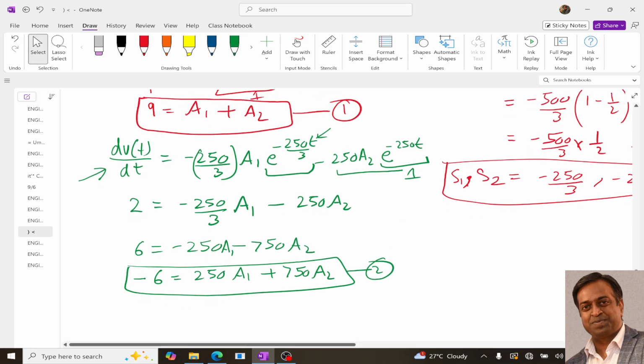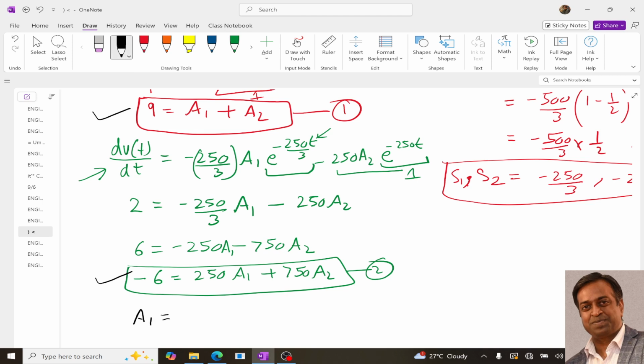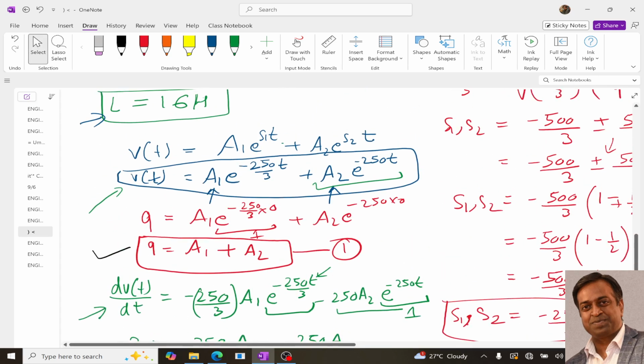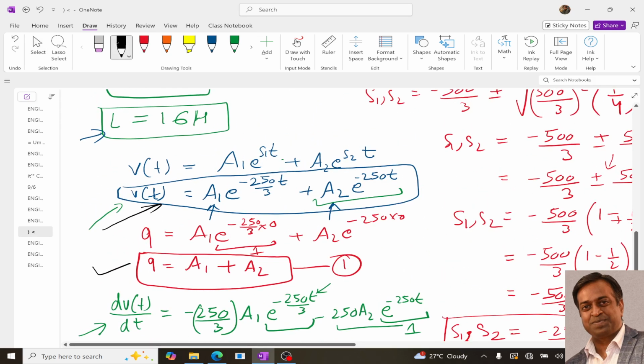So now we have these two equations. First equation is this, second equation is this. Now if we solve these two equations simultaneously, then we will get the values of A1 and A2. Just a minute, yes, so A1 is 13.512 and A2 you will get as minus 4.512, right? Once we get A1 and A2, we can substitute these values in this equation.